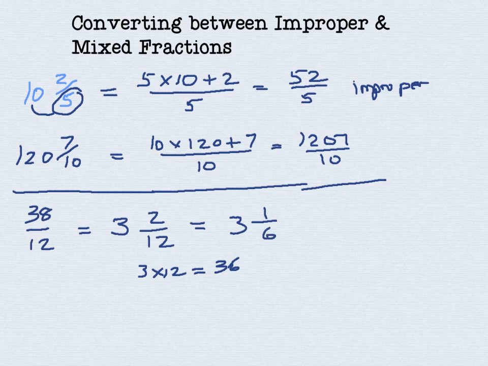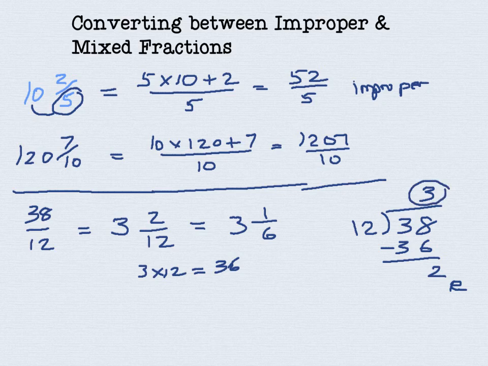If you wanted to do longhand division, which I'm sure wouldn't be high on your fun list, wouldn't be on mine either. 12 goes into 38 3 times. 3 times 12 is 36. Subtract. You get 2 left over. This is your remainder. That's what goes on the top of the fraction. And 3 is your whole number when you set it up as a mixed number. So 3 and 2/12.